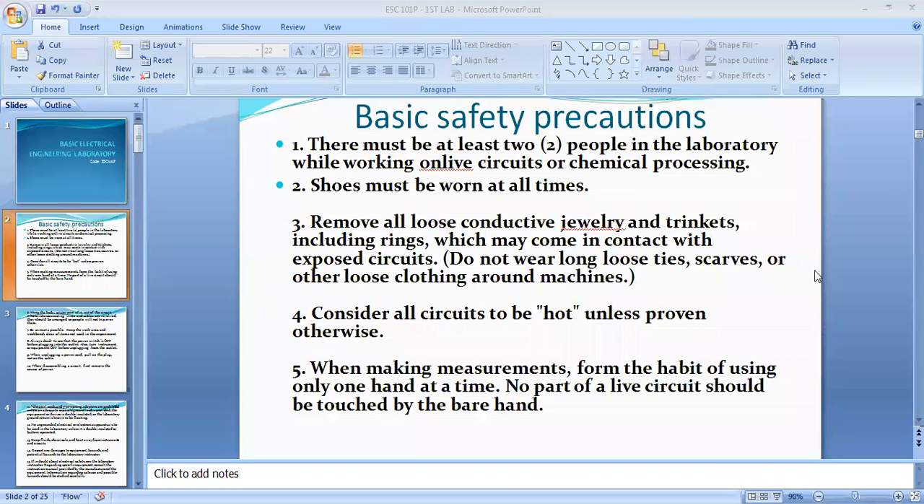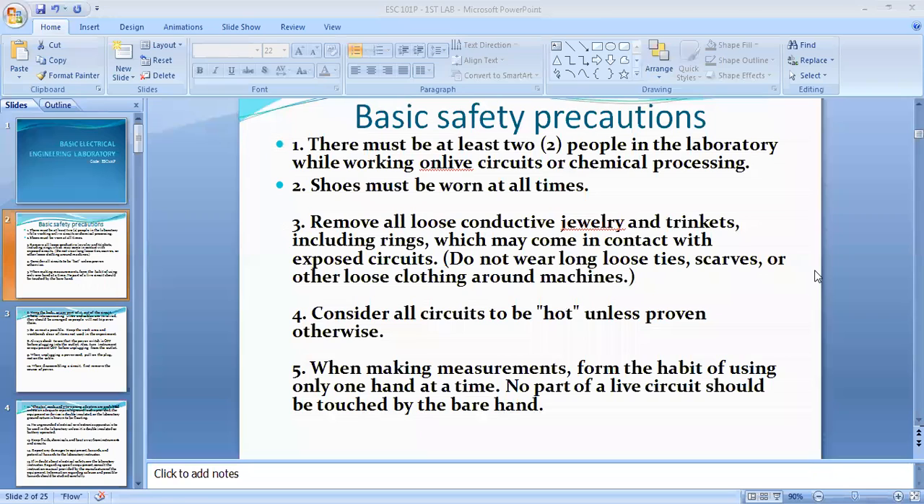What is most needed in the electrical labs? What things should you remember about electrical safety in the electrical lab? First, shoes must be on all the time. When you come to the electrical labs, you must wear shoes, because when you wear shoes, you can minimize many electrical hazards or electrical casualties.